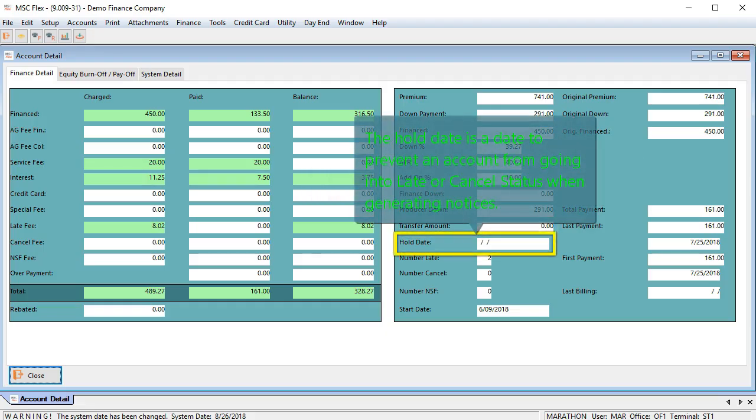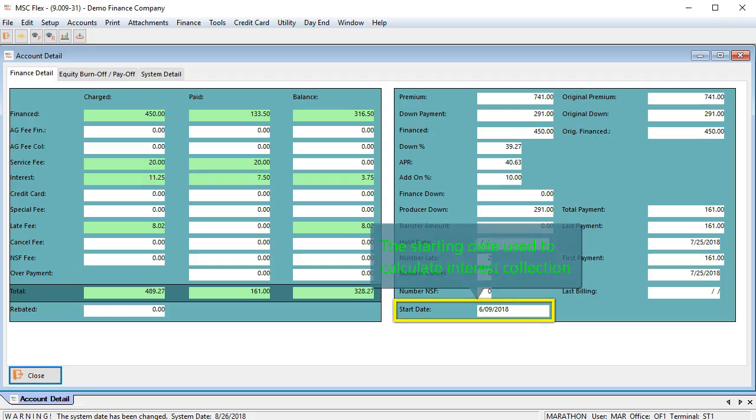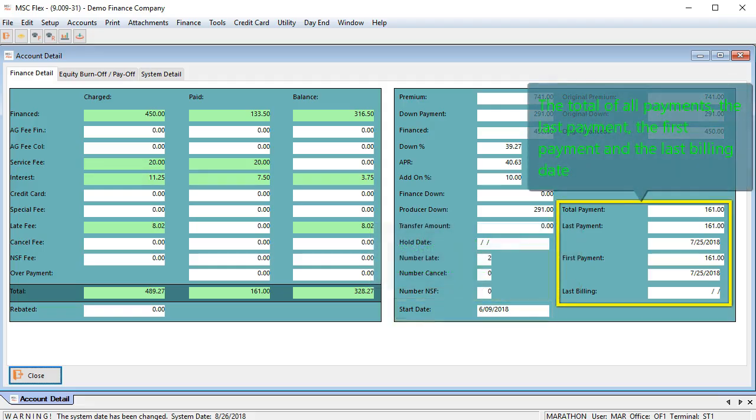The hold date is a date to prevent an account from going into late or cancel status when generating notices. If there is no date listed, then there is no hold date on this account. This is the number of times the account has had late, cancels, or NSFs. This is the starting date used to calculate interest collected on this account. The total of all payments, the last payment, the first payment, and the last billing date can be found here.